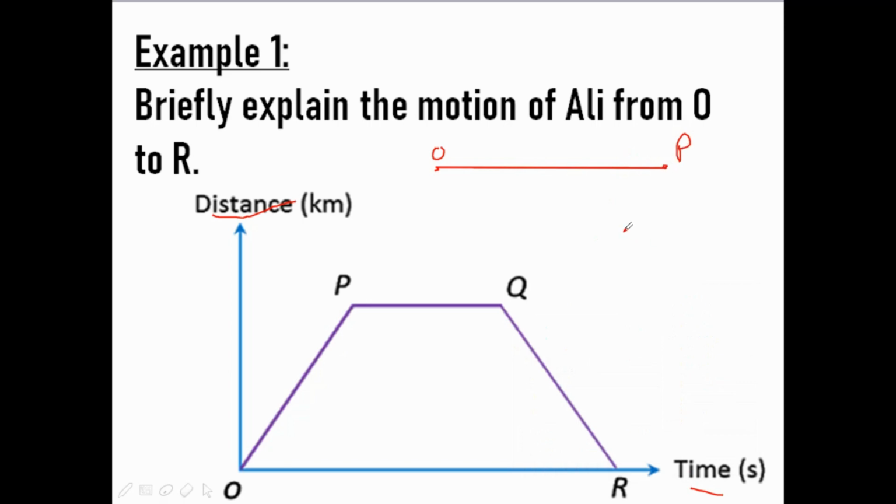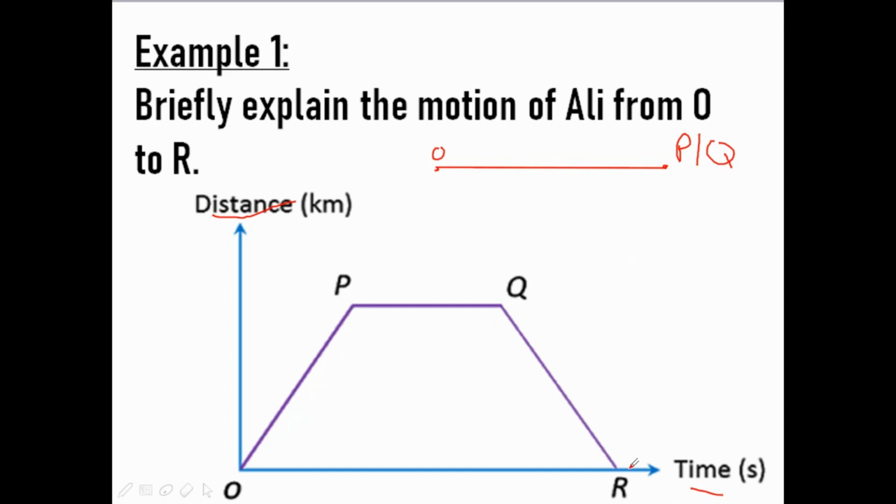With a constant speed. And then from P to Q, he stays at the same place. He doesn't move because the gradient of PQ is 0. Therefore, Ali is not moving at all. So he just stays at the same point. So this is also Q.